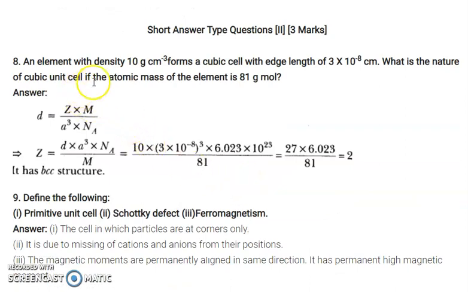Now friends, an element with density 10 gram per cubic centimeter forms a cubic cell with an edge length of 3 into 10 to the minus 8 centimeter. What is the nature of the cubic unit cell if the atomic mass of the element is 81 gram per mole? So whatever information is provided in these questions, you can just adjust, and then do the calculation. So Z is equal to D into A cube into Na divided by M. The values are given, you just put them in, and 2 is coming, so it has a BCC structure.